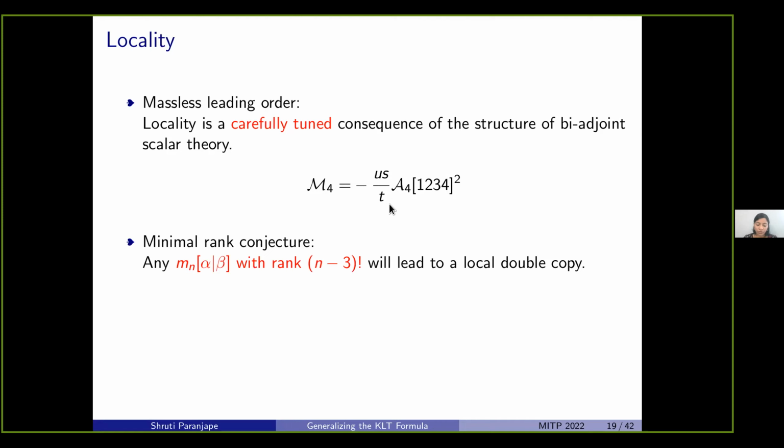And we've conjectured, and we've checked this up to 6 points for the higher derivative stuff and up to 5 points for the massive stuff, that if you ensure that your matrix of bi-adjoint scalar amplitudes has rank (n-3) factorial, then you always get a local double copy. So this is conjectural, and I'll talk about why you might want to make such a conjecture, but for the time being, let's take this as one of the inputs. Good.